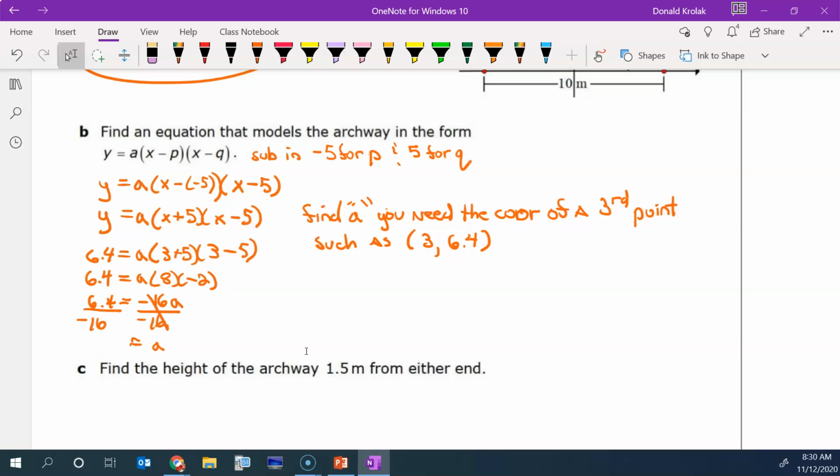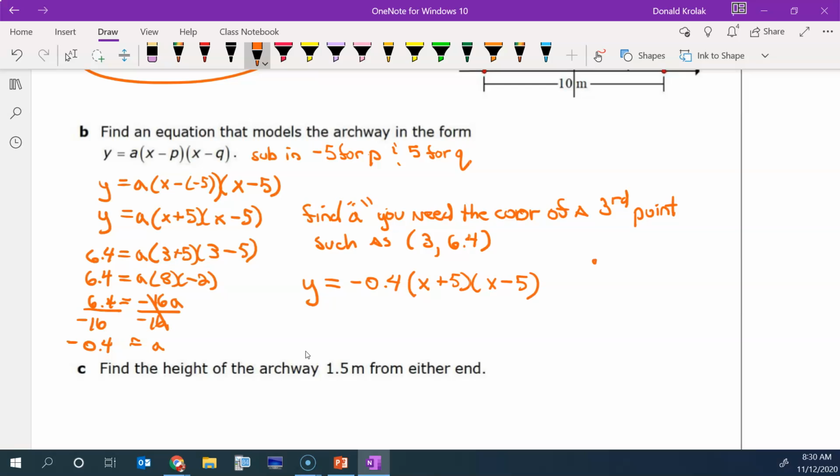6.4 divided by 16, we end up with 4/10, negative. Okay, so now I can write out my equation. y equals negative 0.4, and then x plus 5, x minus 5. And you could write 0.4 as a fraction.